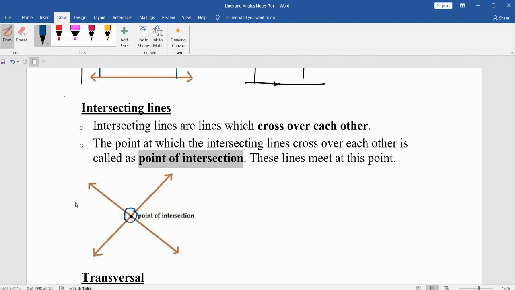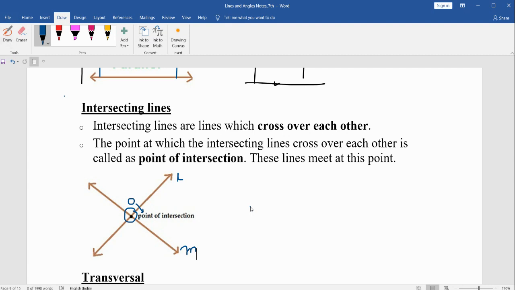And these two lines are intersecting each other. You can give them names like L, M. So you can say that L and M are intersecting each other at point O, and O is your point of intersection. So these lines meet at this point. Naturally, because they are intersecting, these lines are meeting at this point of intersection.